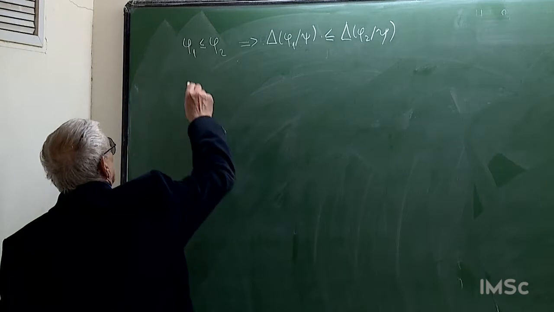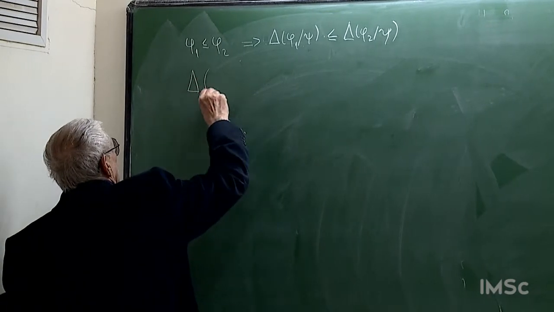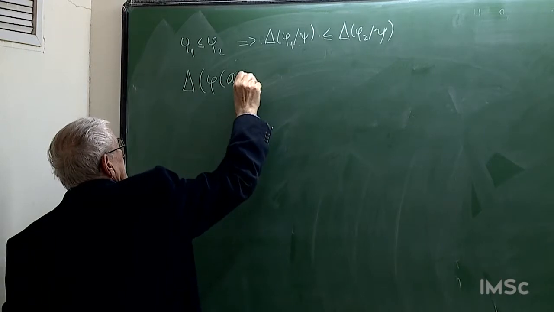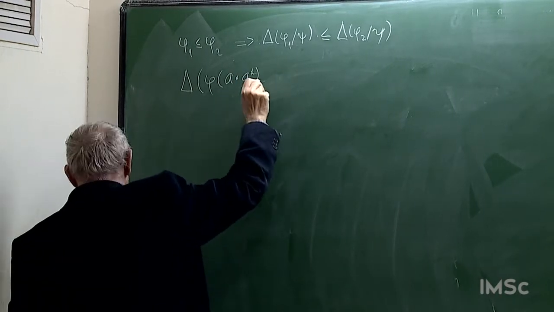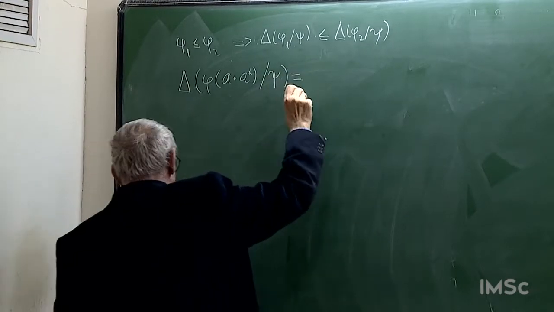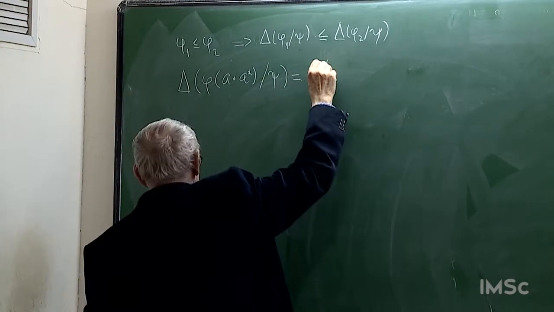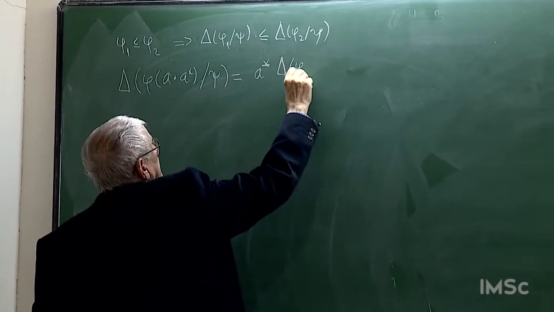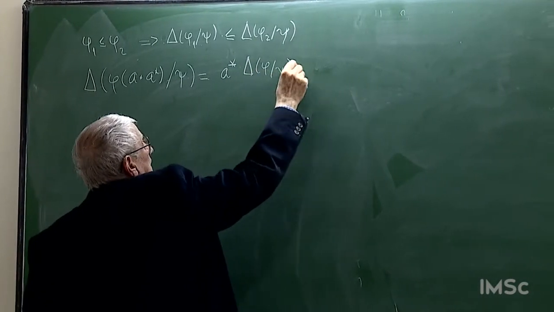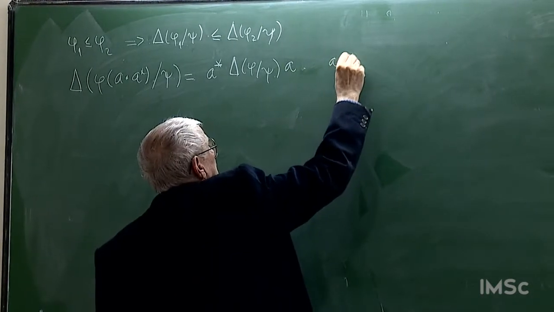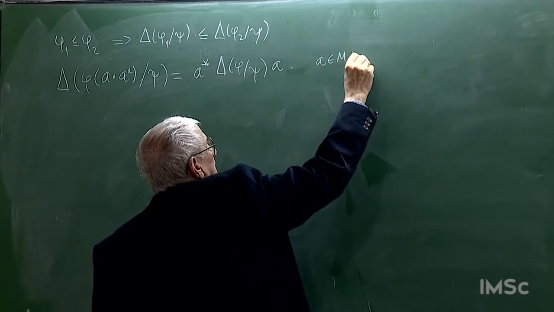Then delta of phi a dot a star with respect to psi is equal to a star delta phi psi a for a in M invertible.